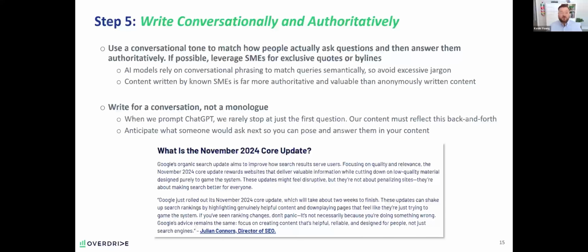These AI models rely on conversational phrasing to match queries semantically. So what we want to do is avoid excessive jargon, and we want to match the type of language and tone that our users are going to be using when asking ChatGPT and other similar chatbots questions about our brand.